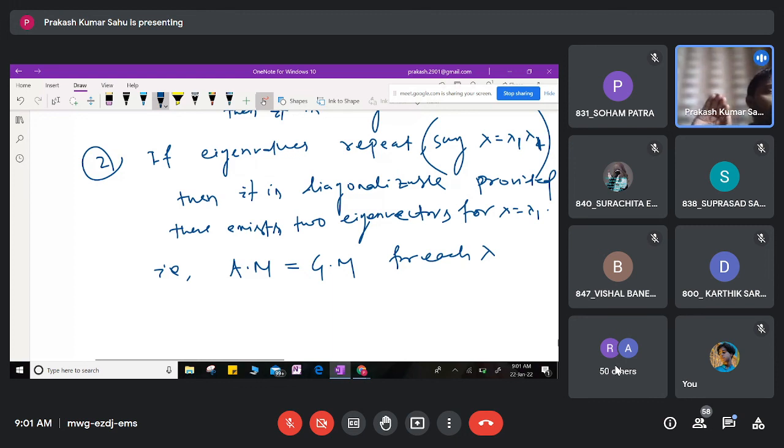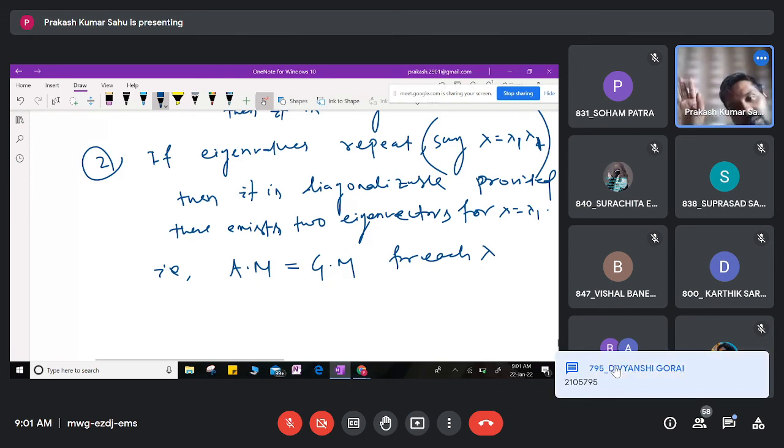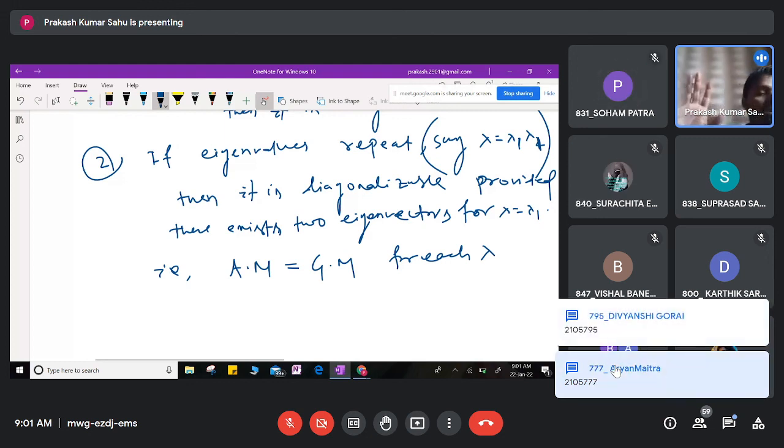If lambda repeats two times, then for that lambda you will get two eigenvectors. If lambda repeats three times, you will get three eigenvectors. Then the number of eigenvectors is the same as the order of the matrix. Got my point? This is the condition for diagonalization. Got it?